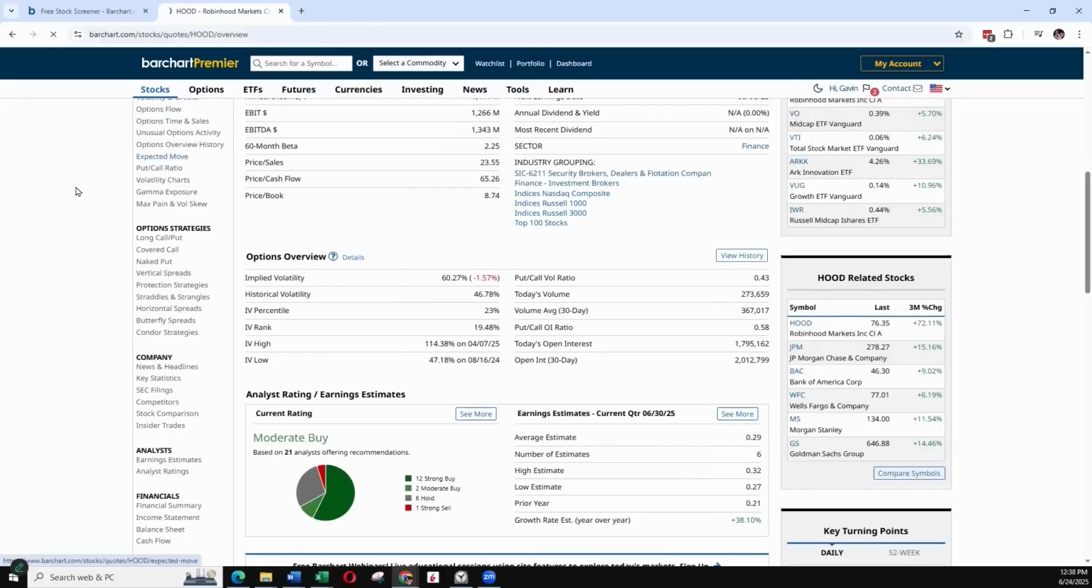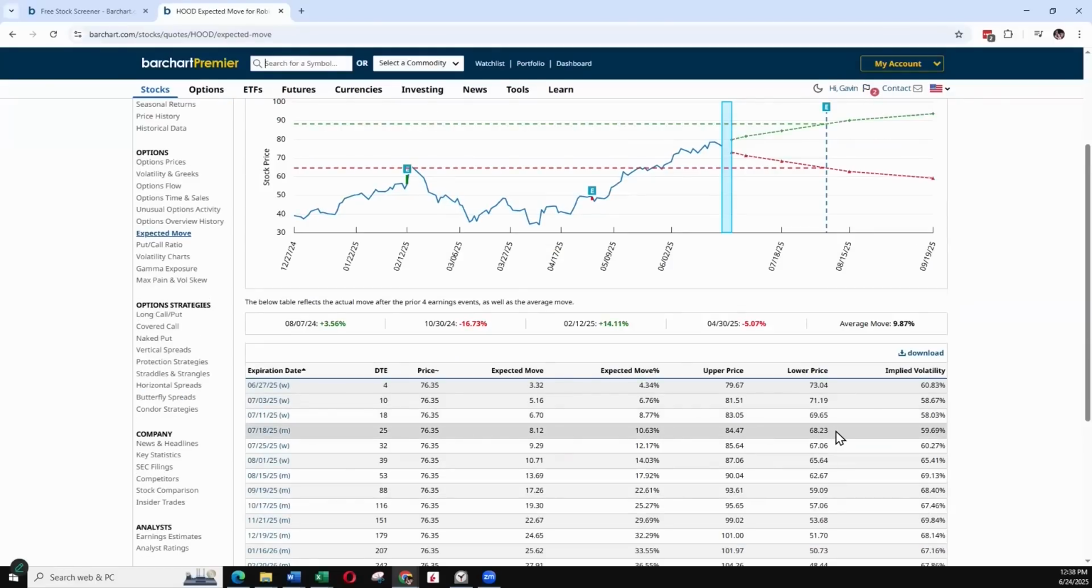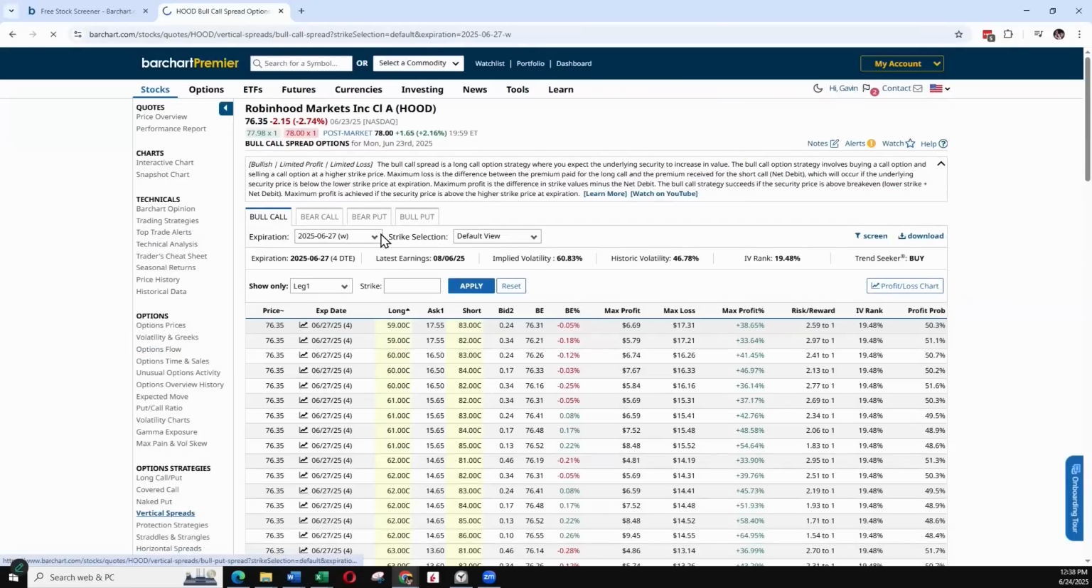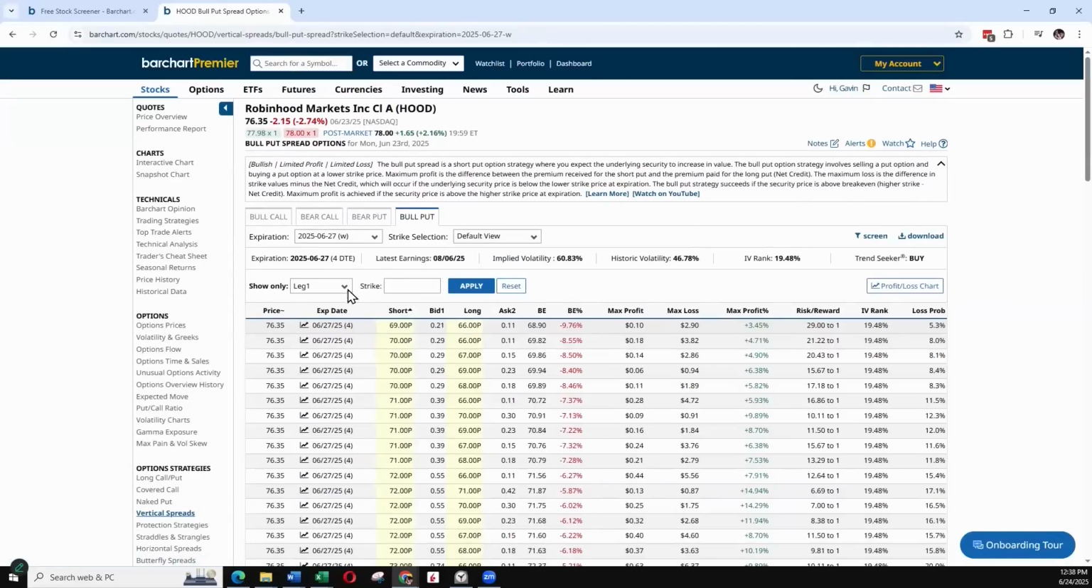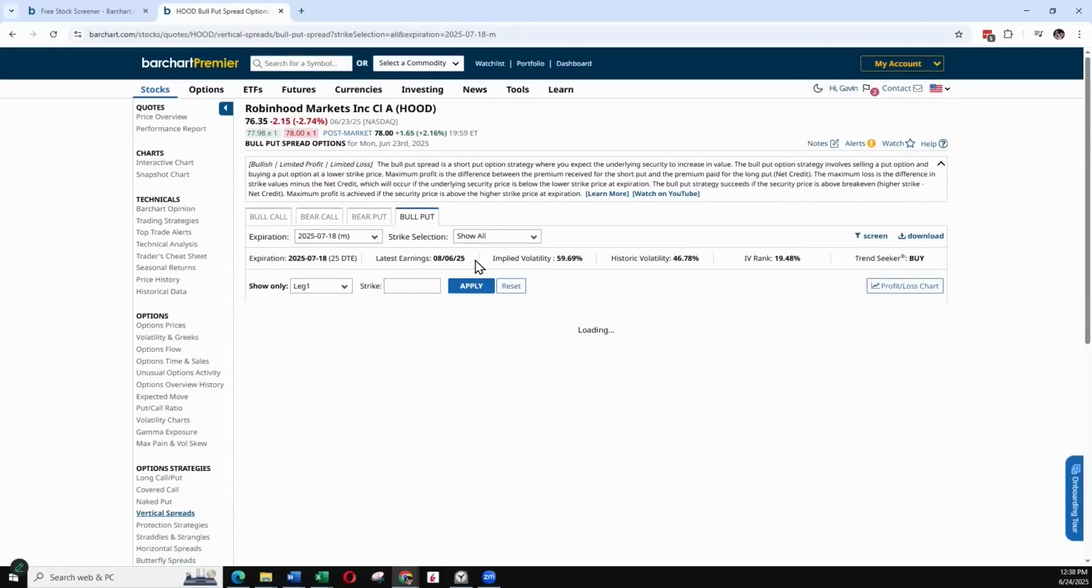Going to the expected move for that July expiration, we can see the lower price is 68. So let's go and look at a bull put spread for that July expiration. And I'm going to show all.